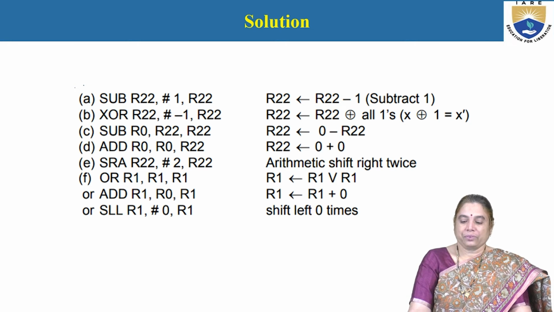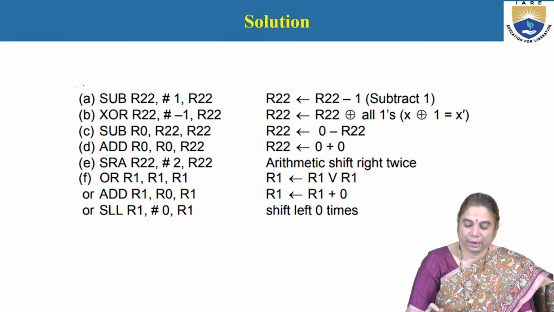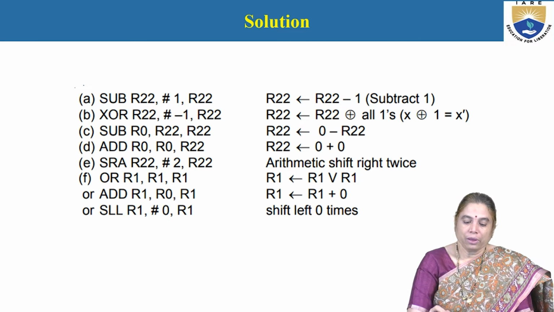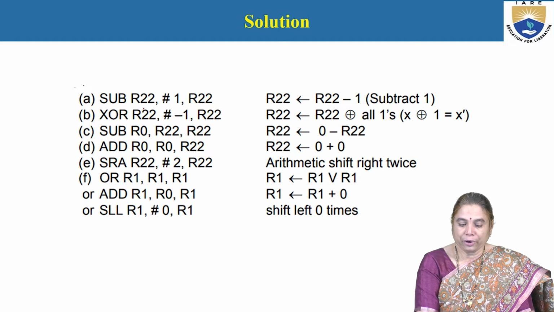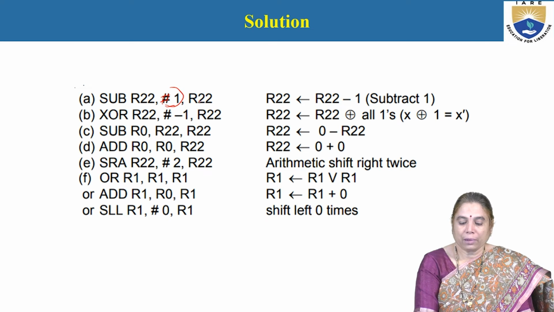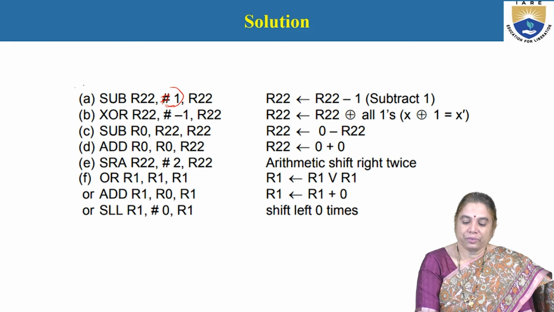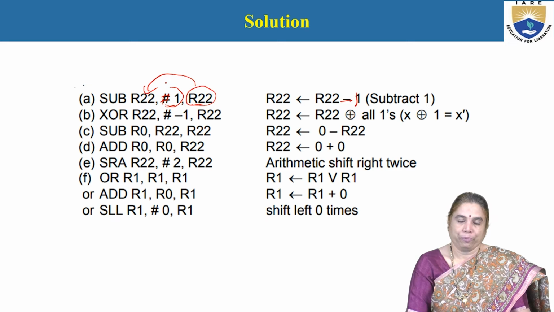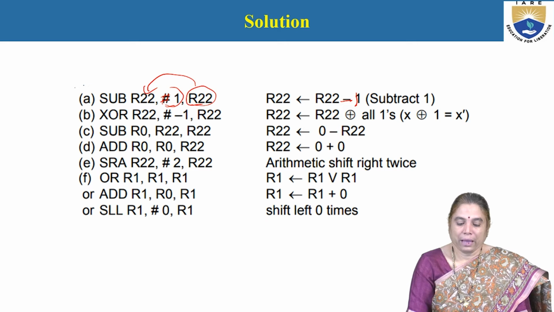So how can the RISC instruction be used? Here, to decrement a register, SUB has to be used: subtract R22. The value 1 can be given directly with the hash, #1, and comma R22. So the register R22 value has 1 subtracted from it and the result is stored again in register R22.